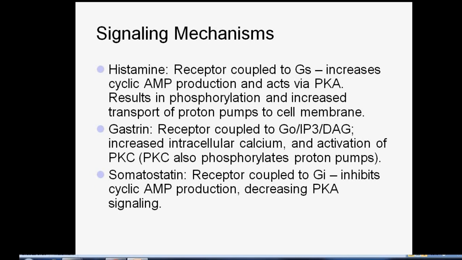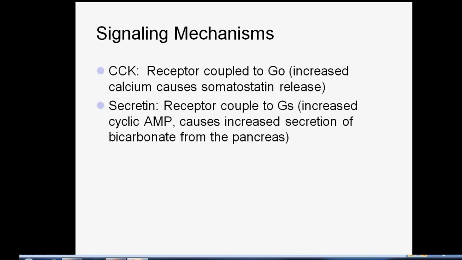While the somatostatin receptor coupled to Gi inhibits cyclic AMP production, decreasing PKA signaling. While the cholecystokinin receptor coupled to Gq increases calcium, which causes somatostatin release. While the secretin receptor coupled to Gs increases cyclic AMP, which causes increased secretion of bicarbonate from the pancreas.